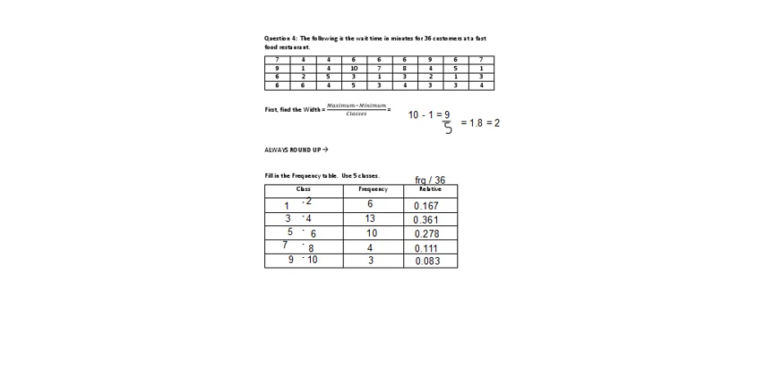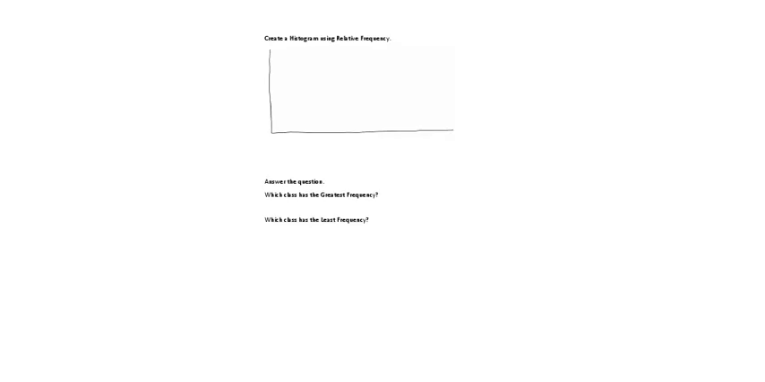Okay, so let's make a relative histogram. All right, so doing a histogram with relative frequency works the exact same way as doing it with regular frequency. We're just going to use the relative frequency. The classes on the bottom will stay the same. So let me type those in. They were pretty easy. We had 1 to 2, then 3 to 4, 5 to 6, 7 to 8, and 9 to 10.